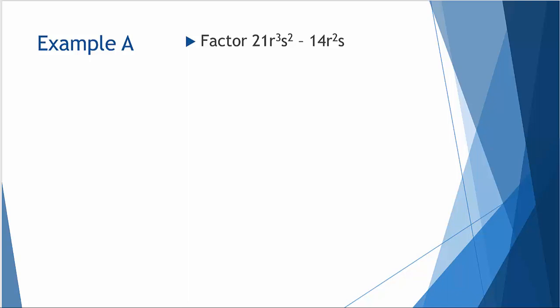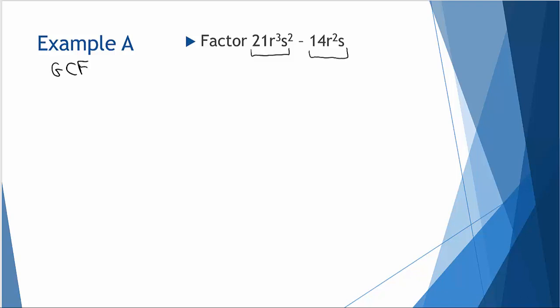So in example A, we're asked to factor the following equation. This is a binomial equation because it has two terms. So we're not looking at factoring it into two different parentheses. We're just looking for what's common in each term. So we're going to factor out the greatest common factor.